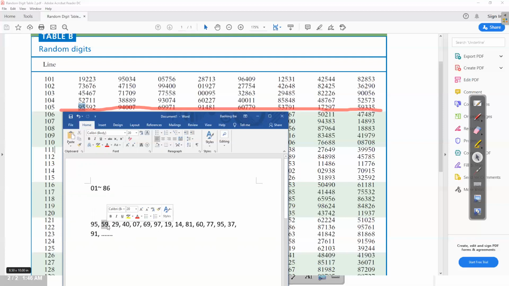But 59 will be good, right? That's part of it. And 29 is good. And 40 is good. And 07 is good. And 69 is good. It's in the range. And 19 is good. And 14 is good. And 81 is good. And you count how many so far: 1, 2, 3, 4, 5, 6, 7, 8.